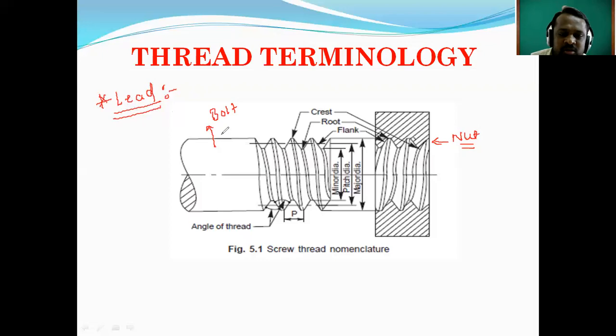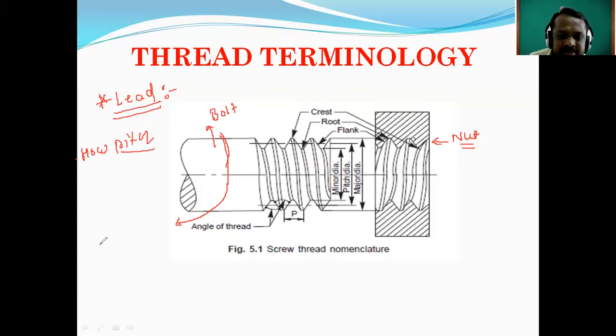Suppose we have rotated that bolt. Suppose we have done one rotation of that bolt. आपण काय केलं, त्या बोल्टचं एक रोटेशन कंप्लीट केलं. During that one rotation, how much pitch is traveled into this nut? It is called as the lead.